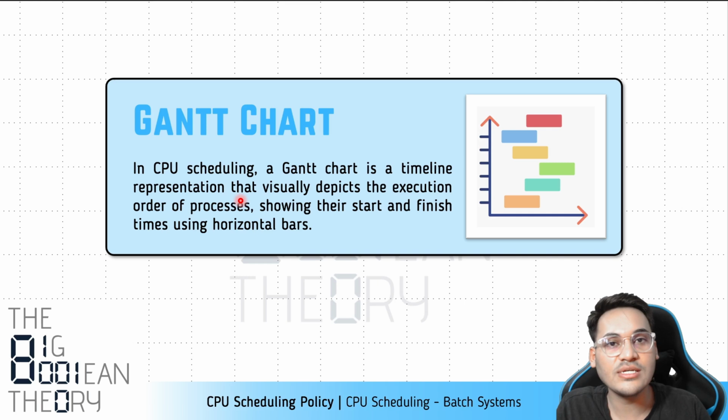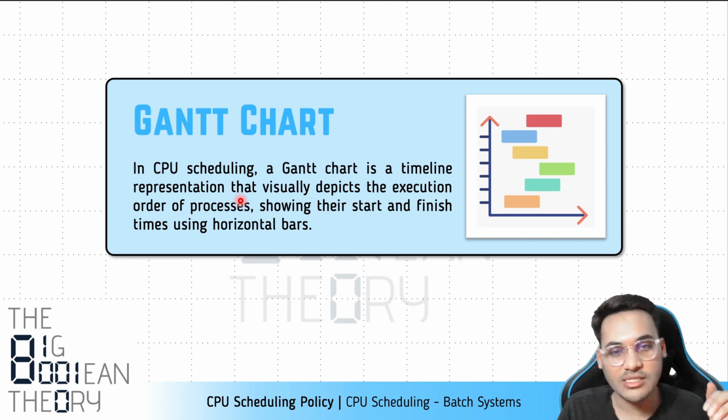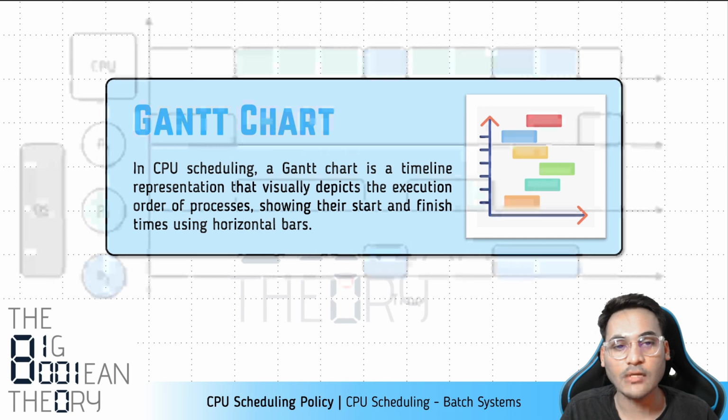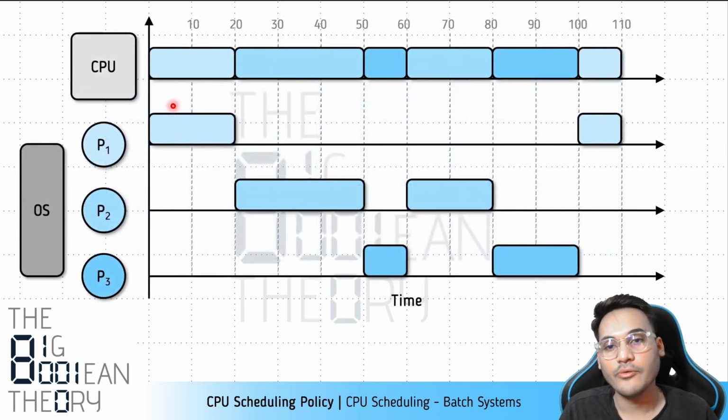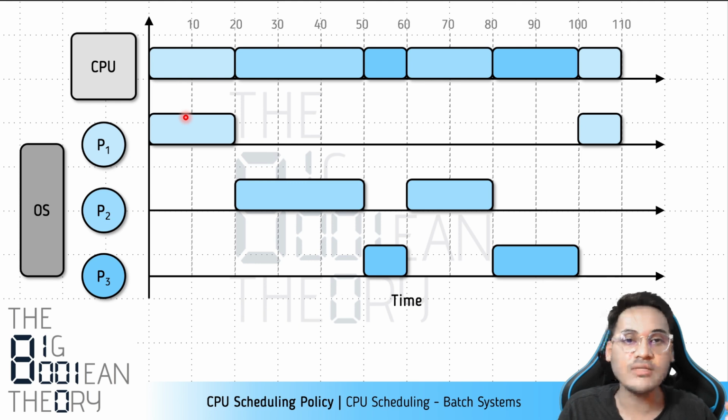It allows us to visually see how the processes are executing, what the order is first of all, and not just the order, their start time, their finish time, using horizontal bars. So let's come back to this diagram. You can see, for each process, during which time instant they were using the CPU. What is the order of execution? All of this we can see in the Gantt chart.